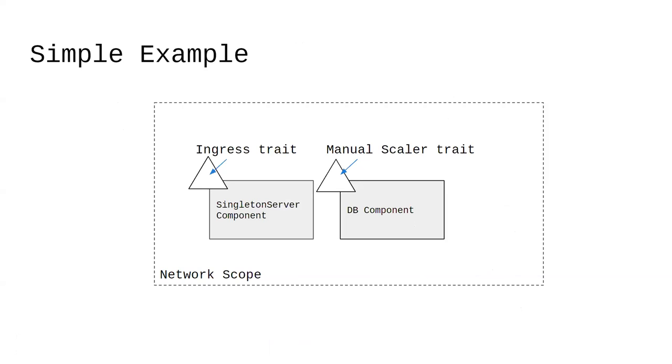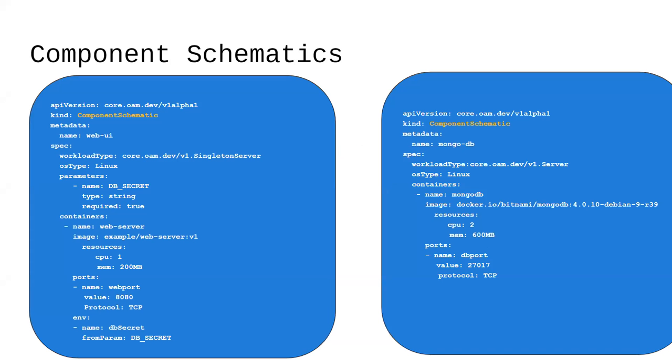So a simple example of what an application might look like here. We have two components, a singleton server, which is a workload type, and then a database component. And from here, I've added an ingress trait saying I want traffic to flow into this front end component, and then a manual scaler trait applied to the second component. A manual scaler trait is essentially a way of declaring how many replicas you want for a component to run at a given time. Both of these are living inside of the same network. So that's the general architecture.